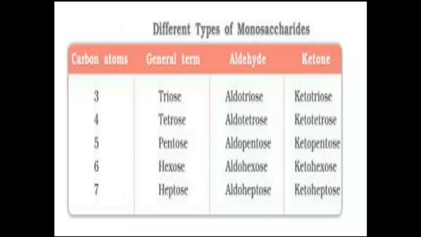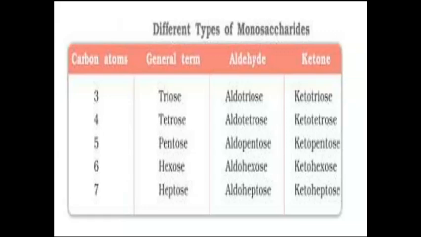Now, let us talk about different types of monosaccharides. Monosaccharides may be defined as the simple carbohydrates which cannot be hydrolyzed into still simpler compounds. In these monosaccharides, there may be the aldehyde group or the ketone group. Monosaccharides which contain an aldehyde are called aldoses, whereas those which contain a ketone are called ketoses.